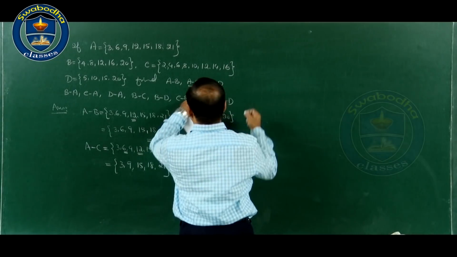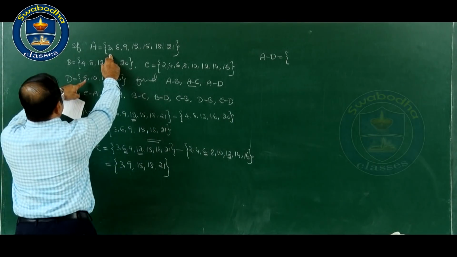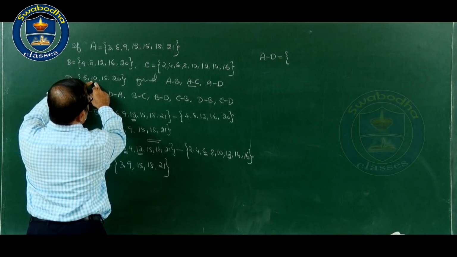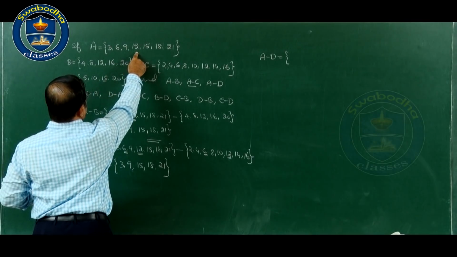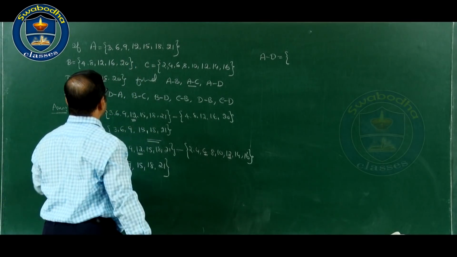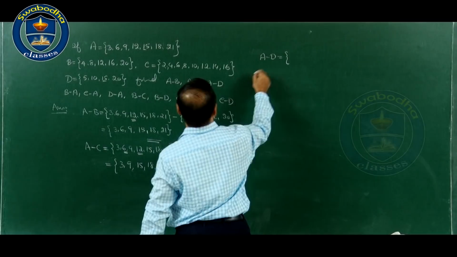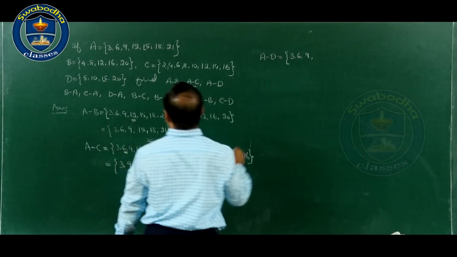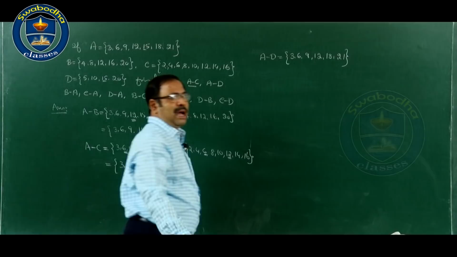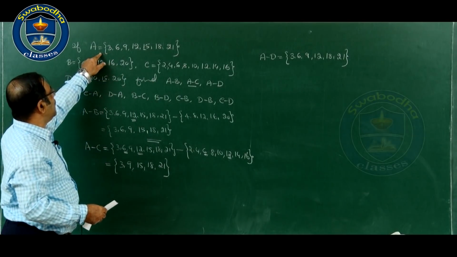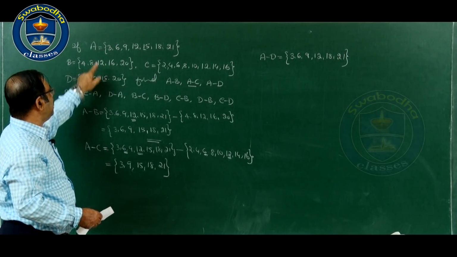We can write A minus D. See, A minus D. Now write directly. A minus D means the common element is only 15. 3, 6, 9 not there, 12 not there, 15 is there. Then 18, 21. So 15 is to be subtracted. So what is A minus D? 3, 6, 9, 12, 18, 21. So how do you write A minus D? First find out the common elements present in A and D. Then subtract it from A.